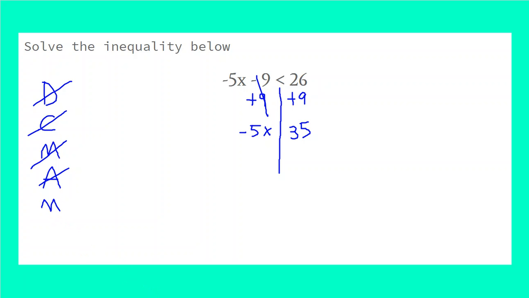My last step here is multiply or divide. So I have negative 5x, that means multiply, so I have to do the inverse or the opposite to get rid of it. So I'm going to divide by negative 5 to leave me with x, and I'm going to do the same thing to the other side. 35 divided by negative 5 will give me negative 7. And I divided by a negative, so I have to flip my sign. So I look up here, I see my original sign was a less than sign. I'm going to flip it and make it a greater than sign. So I have x is greater than negative 7. That's my final answer.